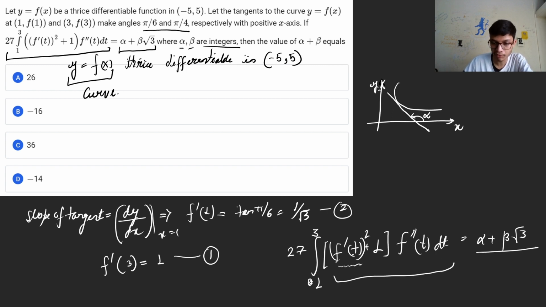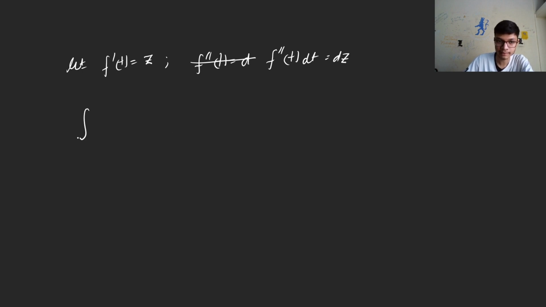So, let us assume f dash of t as a parameter z. Then f double dash t dt is going to be dz. So from there the integration will simplify to 27 times the integral within the limits f dash of 1 to f dash of 3, and we know the respective values of f dash of 1 and f dash of 3, so the limits are 1 by root 3 to 1.